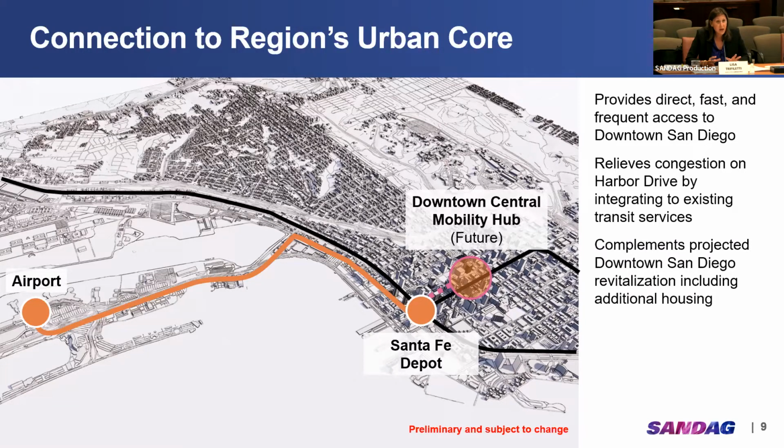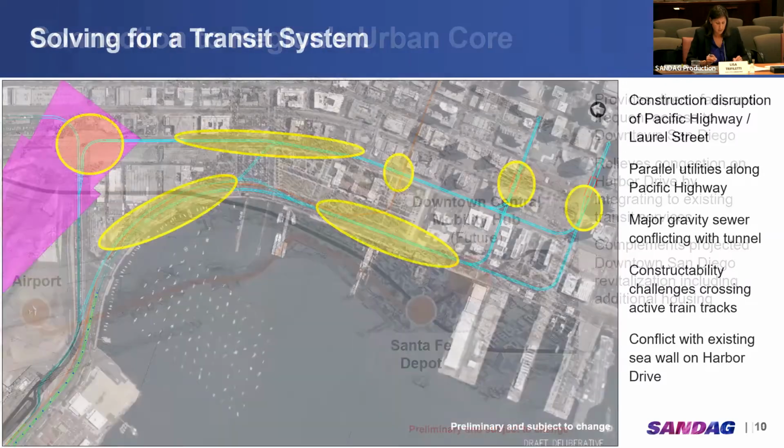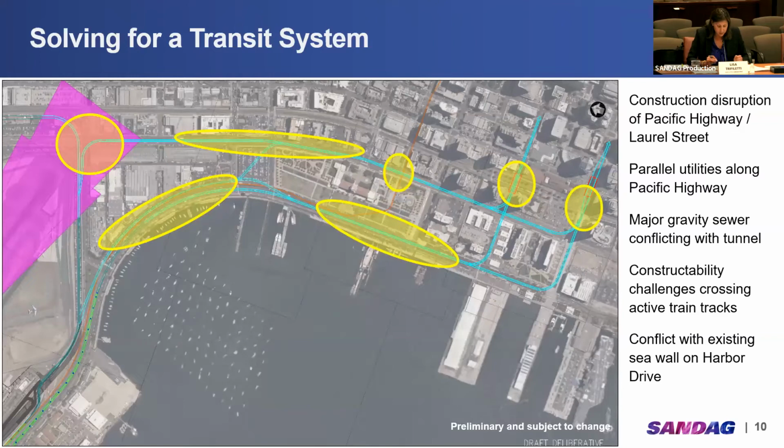Getting to downtown, whether you're the trolley or automated transit system, definitely has some challenges. There's a robust study underway to be able to make that connection successful. Next slide. So we have done extensive work to date looking at what it means to connect down Harbor as well as Pacific Highway.